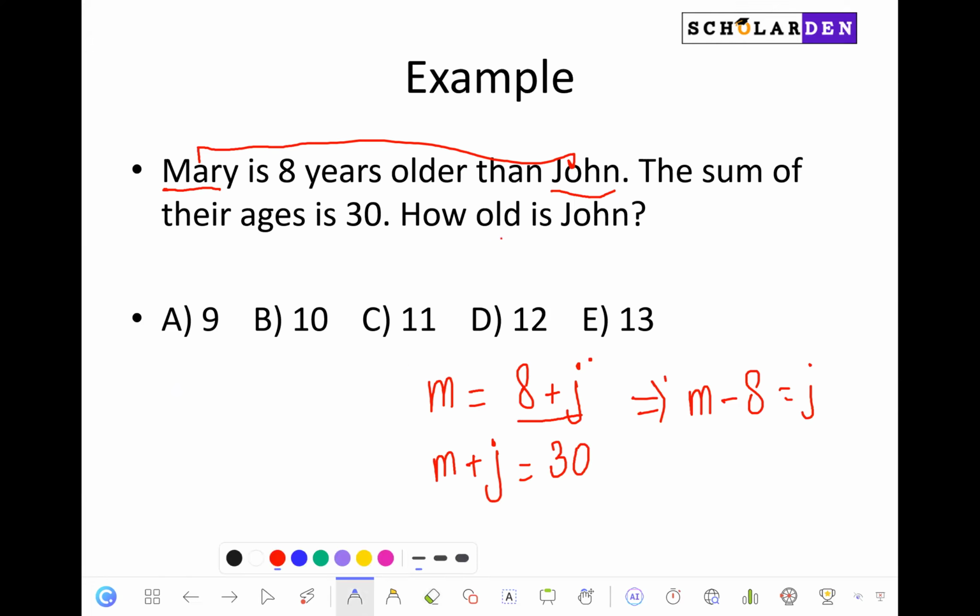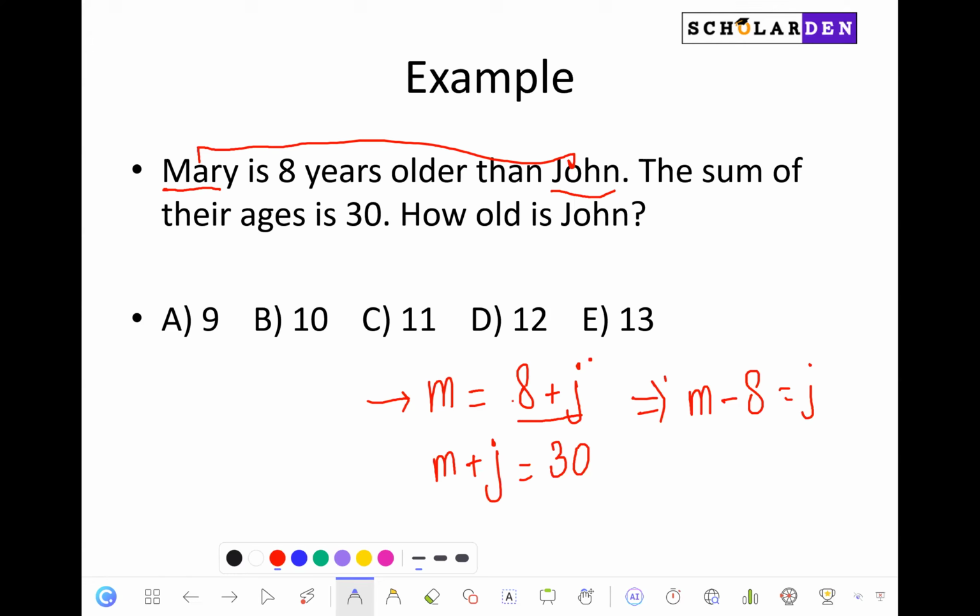And now what we're supposed to find out is how old John is. We are not supposed to find out Mary's age. We might have to do that as an intermediate step, but we only want John's age. So how do we do that? In this case, we can use the substitution method. As we've already seen, in substitution we isolate a variable on one side of the expression and then plug in its value. So let's say M is equal to 8 plus J.